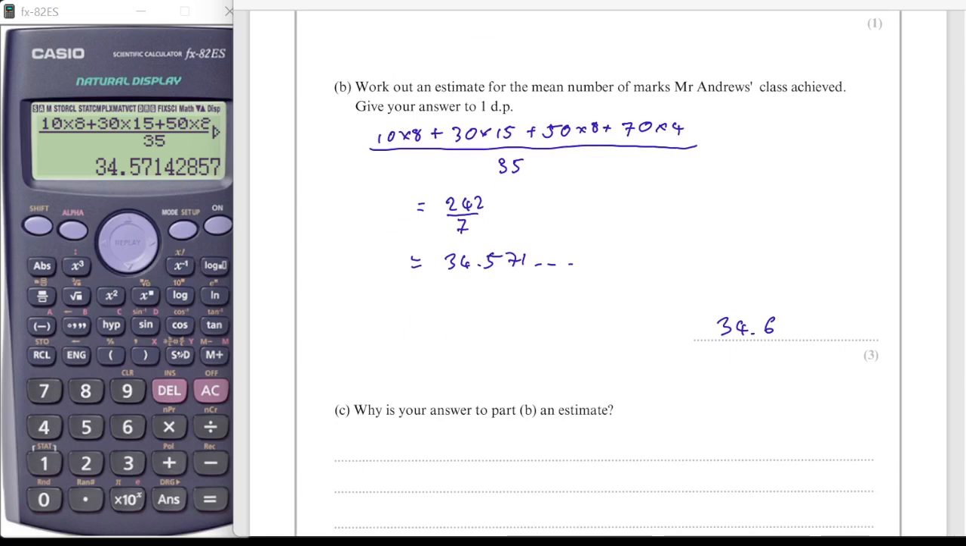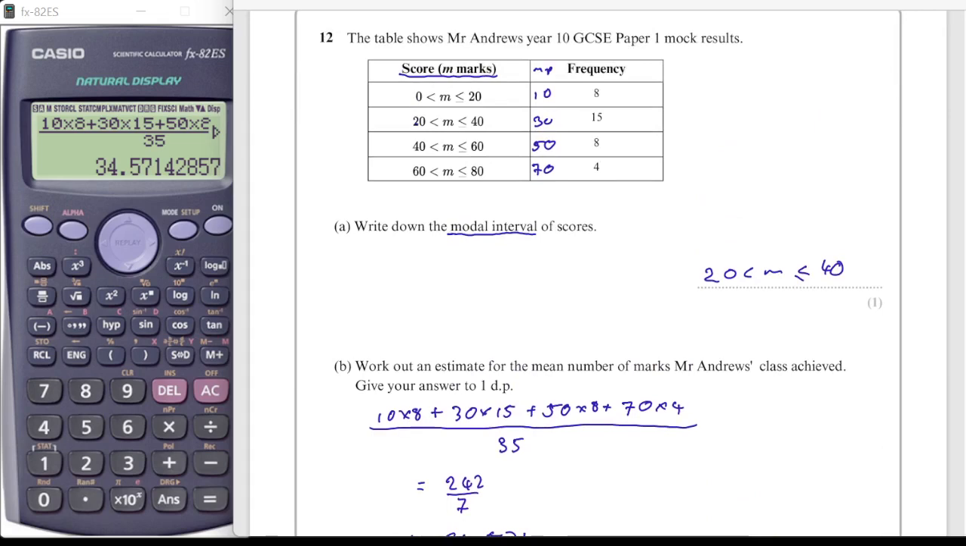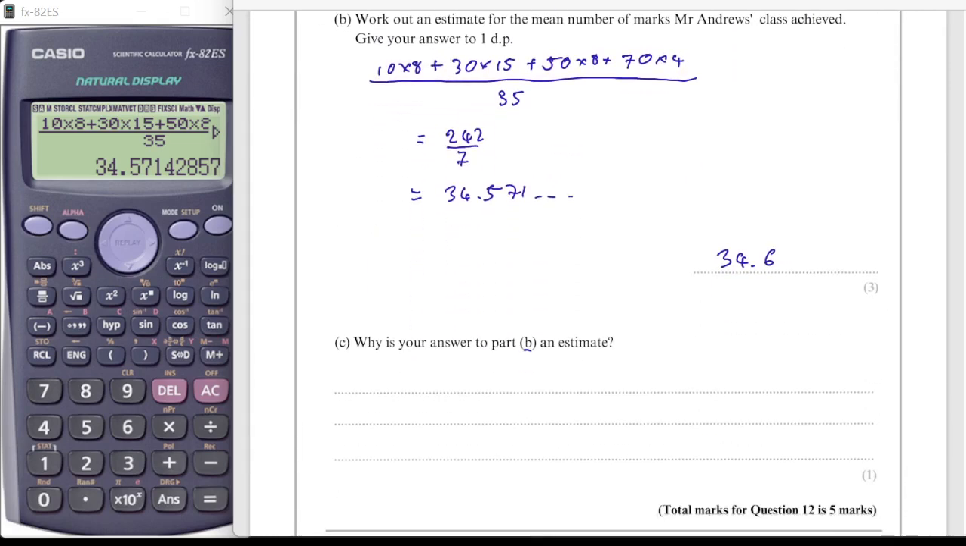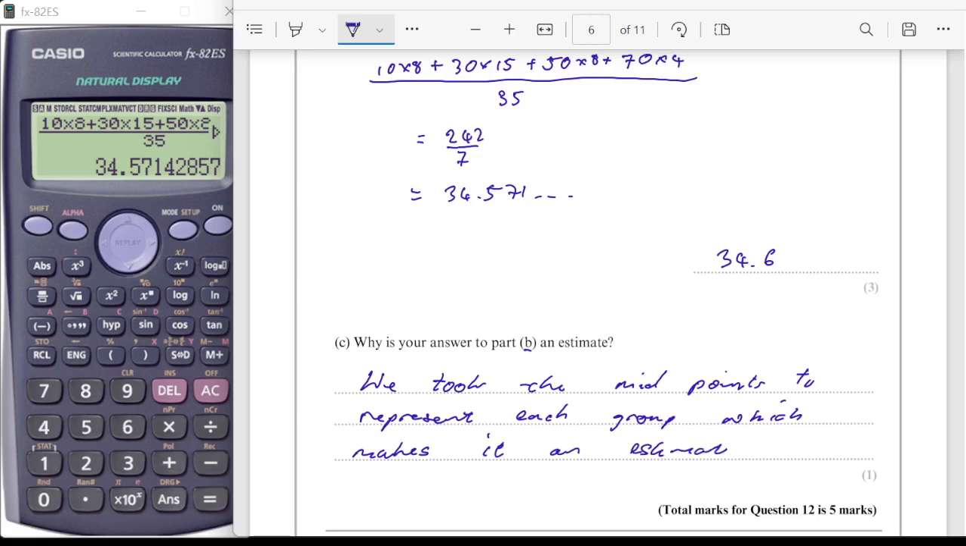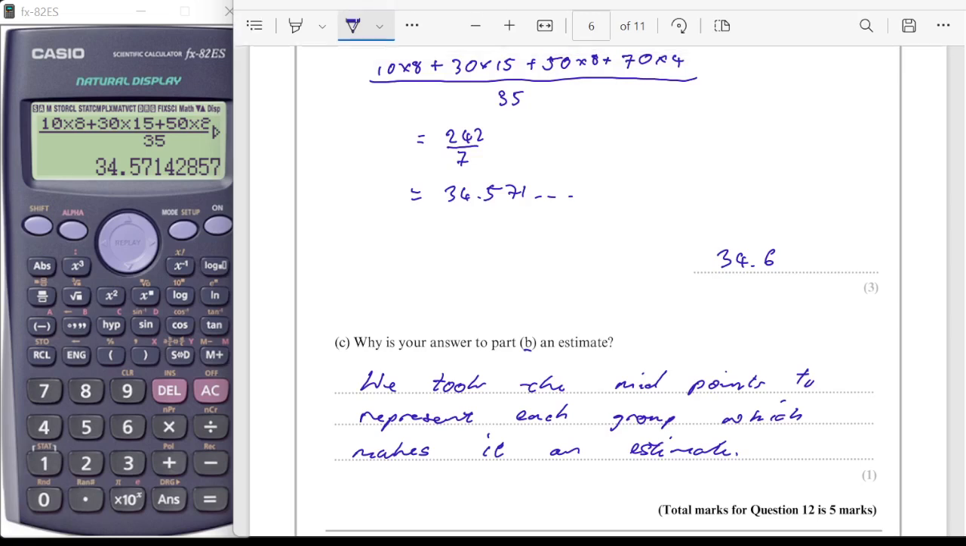Why is your answer to part B an estimate? Well, it's an estimate because what we did was we took the middle value for each of these groups. So that's why it's an estimate. We took, this is where I embarrass myself, we took the midpoints to represent each group, which makes it an estimate. Okay, so that, I believe, we took the midpoints to represent each group, which makes it an estimate. So apologies if you can't read that. I've not got great handwriting.